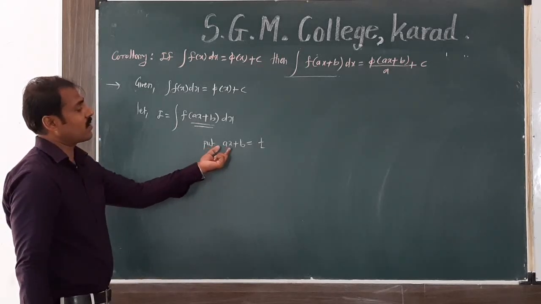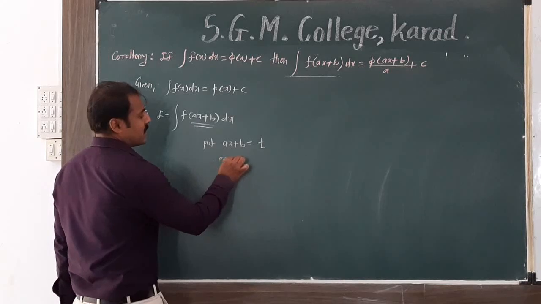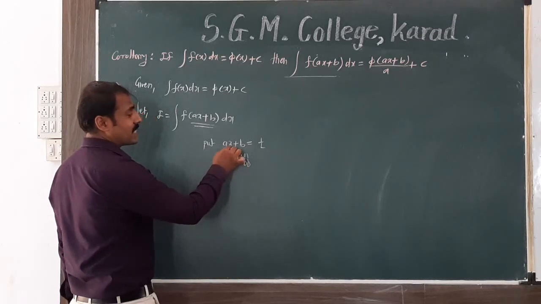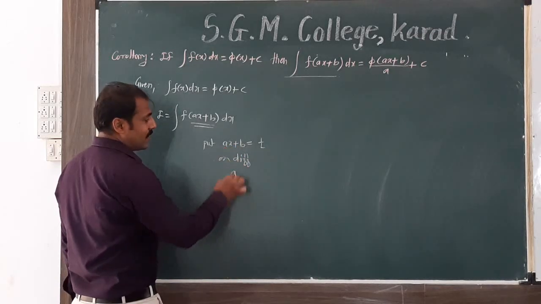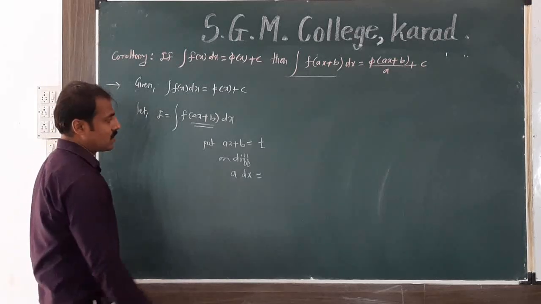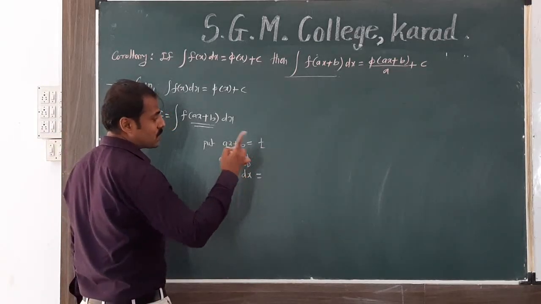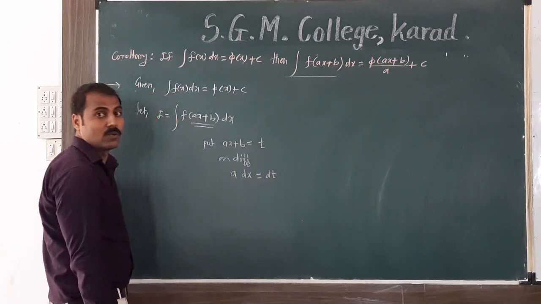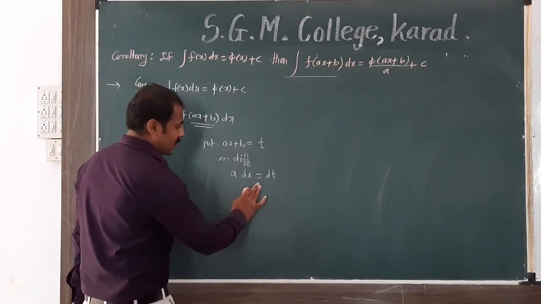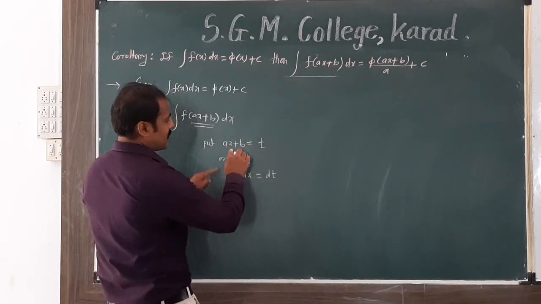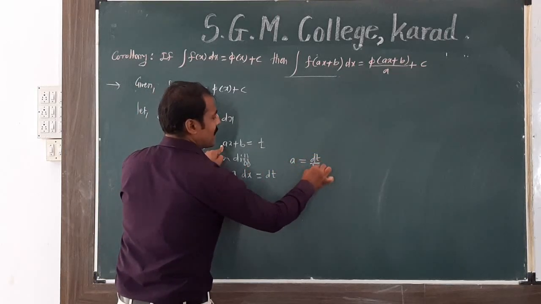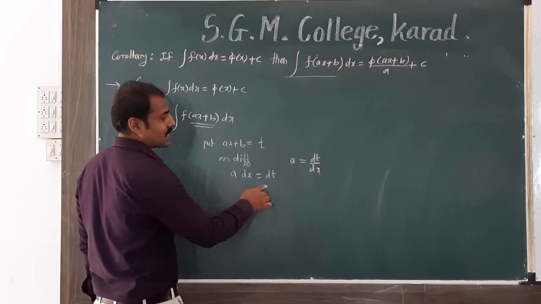So substitute, put ax plus b is equal to t. On differentiating, LHS is in x, RHS in t. Differentiating LHS with respect to x, we get a into dx is equal to derivative of t with respect to t is 1, so dt. Or it comes from derivative with respect to x, it's a is equal to dt by dx. Take dx on LHS. A into dx is equal to dt.